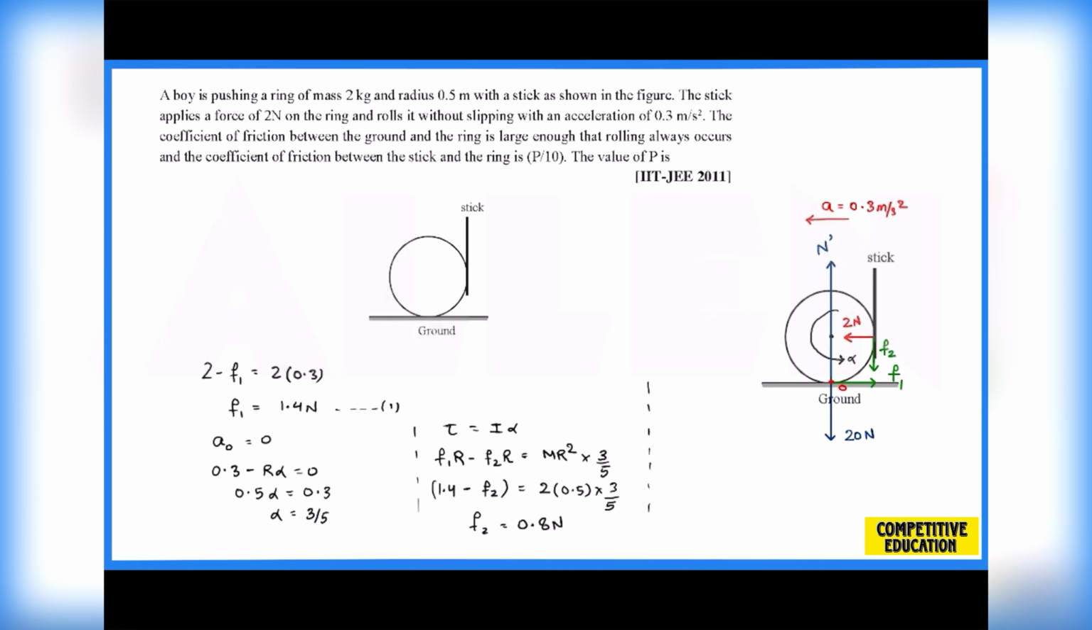The coefficient of friction between this ring and the ground is large enough such that rolling will always occur over here, and the coefficient of friction between this stick and this ring is given to me as P by 10. Then we have to calculate the value of P over here.